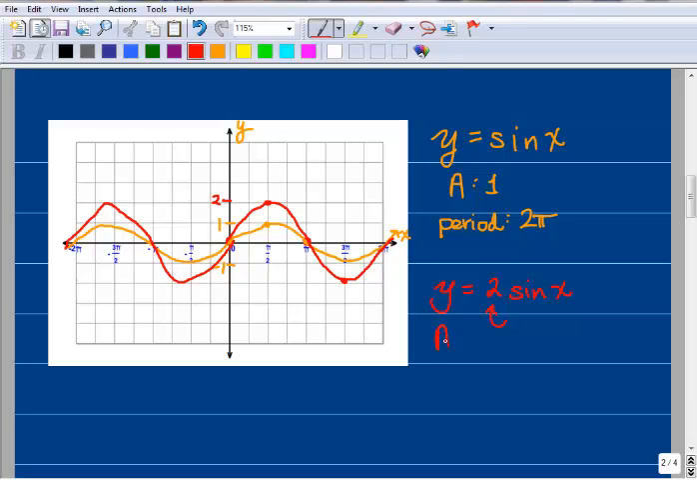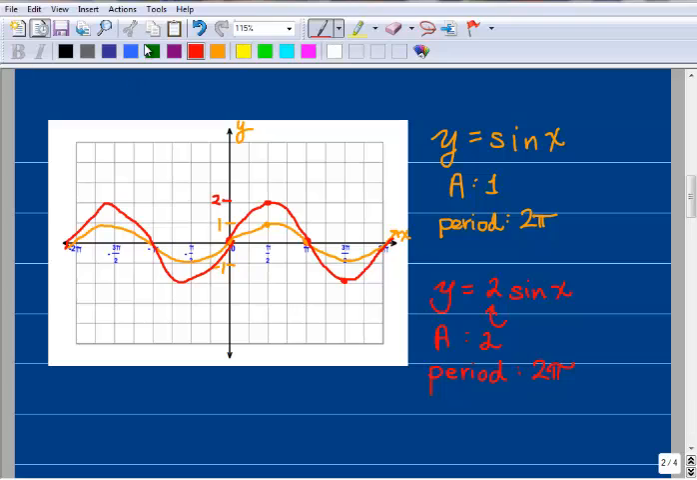And now the amplitude of this is increased to 2, and our period remains the same because the graph still repeats itself. The pattern repeats itself every 2 pi radians.